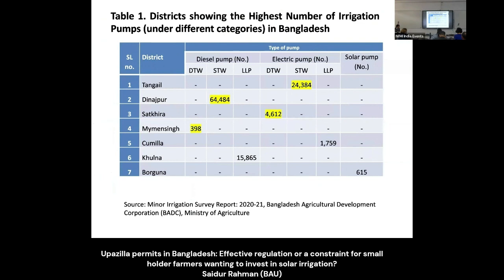And here you can see a table. This is taken from the minor irrigation survey report. Engineer Sarwar Hossain can recognize it very easily, because almost every year we are doing the minor irrigation survey. From there we can see Tangail, Dinajpur, Satkhira, Mymensingh, which are actually districts of Bangladesh, Comilla, Khulna and Barguna. There they mention the highest number of diesel operated, electricity operated and solar operated machines. Based on that, we selected 7 spots for collecting very small data.